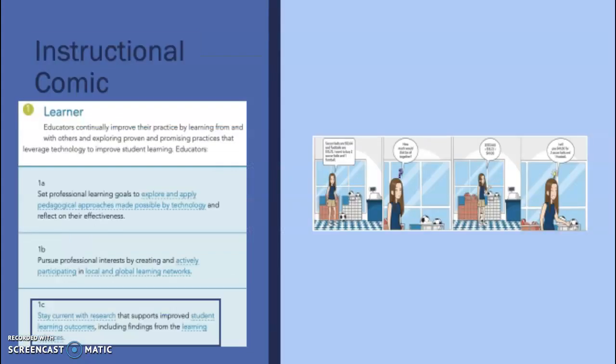The instructional comic strip is an example of using Standard 1, Substandard C, to stay current with research that supports improved student learning outcomes, including findings from the learning sciences. Comics can be used so students can show what they have learned.